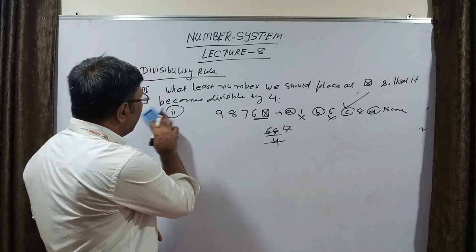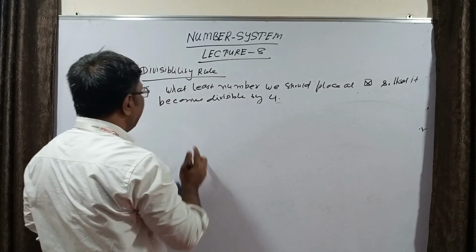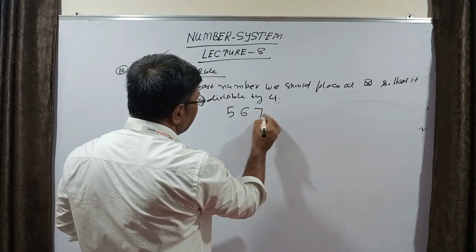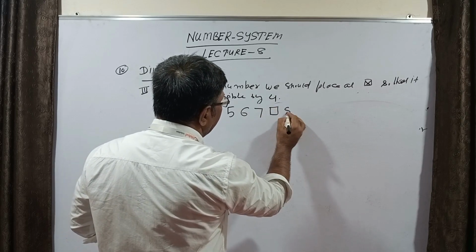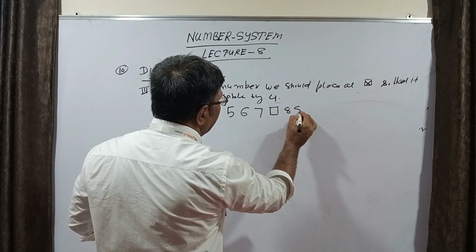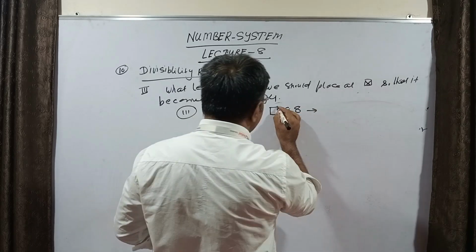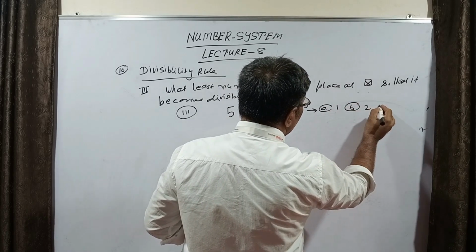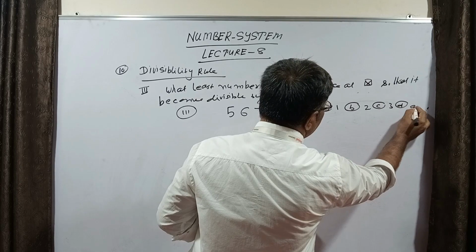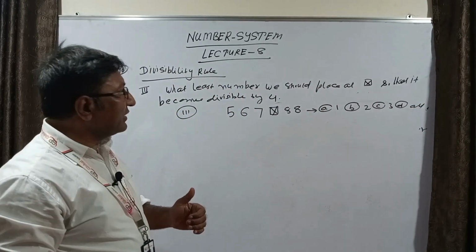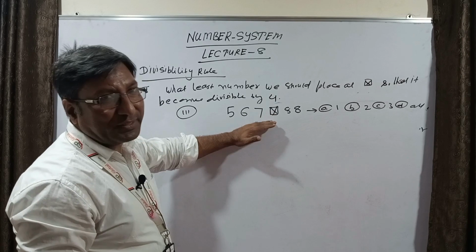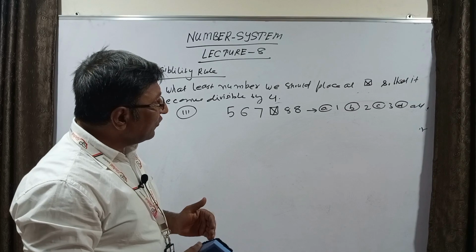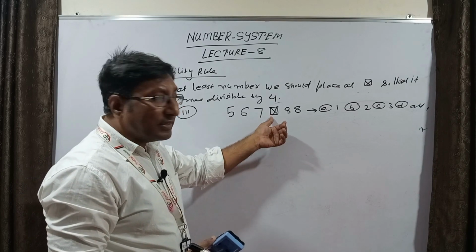Okay, one more example. See, this is the number 5, 6, 7, 8 and here the star, and the options are given: 1, 2, 3 and D is odd. So again the question is the same: what number should we place here so that it is divisible by 4? So our technique is the same.